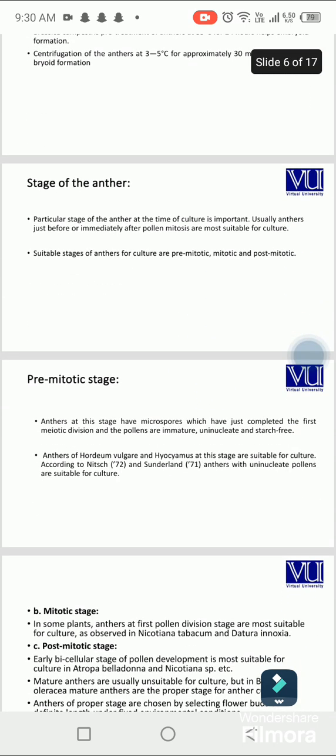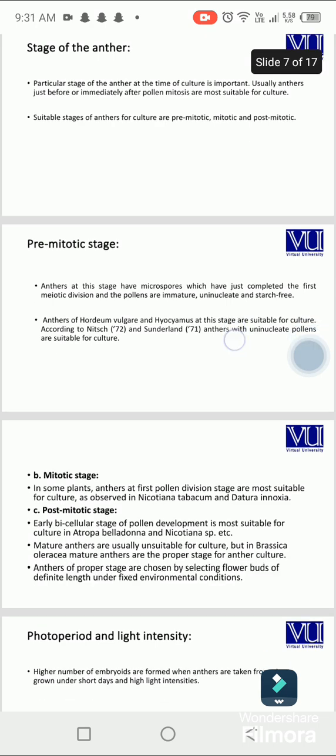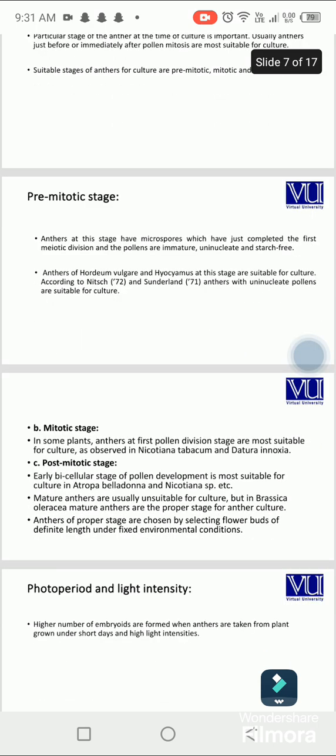Stage of the anther. The particular stage of the anther at the time of culture is important. Usually anthers just before or immediately after pollen mitosis are more suitable for culture. Suitable stages of anthers for culture are pre-mitotic, mitotic and post-mitotic. Pre-mitotic stage: anthers at this stage have microspores which have just completed the first meiotic division, and the pollens are immature, uninucleate and starch-free.